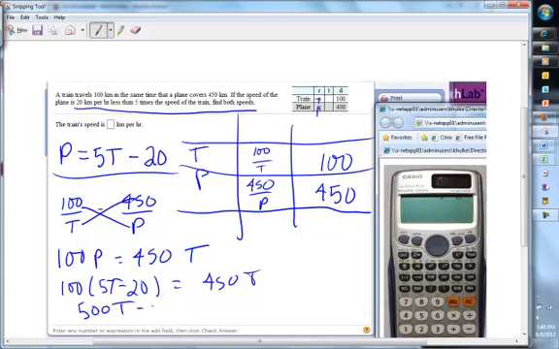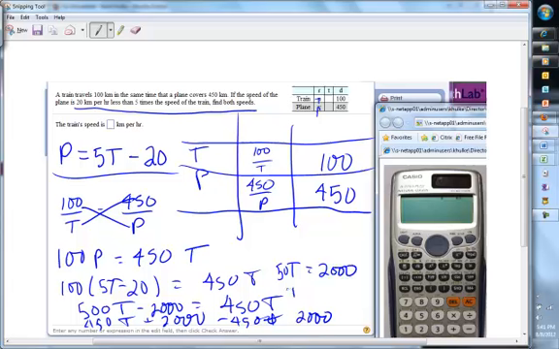500t minus 2000 equals 450t. Subtract 450t from both sides, and add 2000 to both sides, and you have 50t is 2000. Divide both sides by 50, you have t is 40. So the train is 40 kilometers an hour. The plane is 5 times that, minus 20, so that'd make it 180 kilometers an hour.